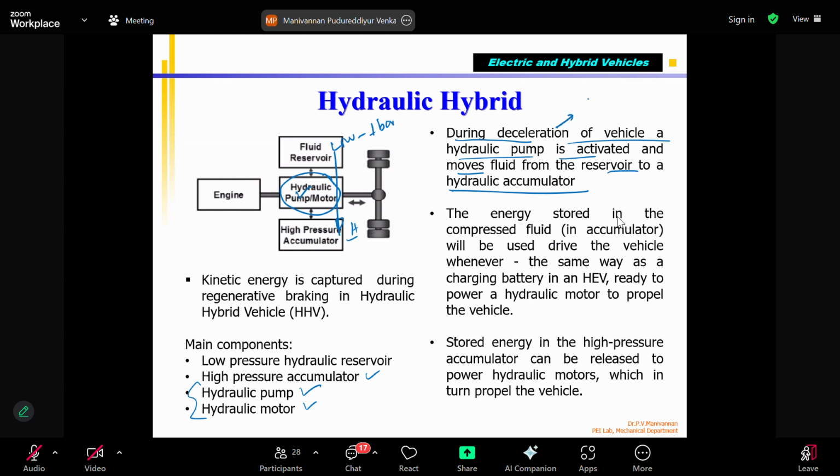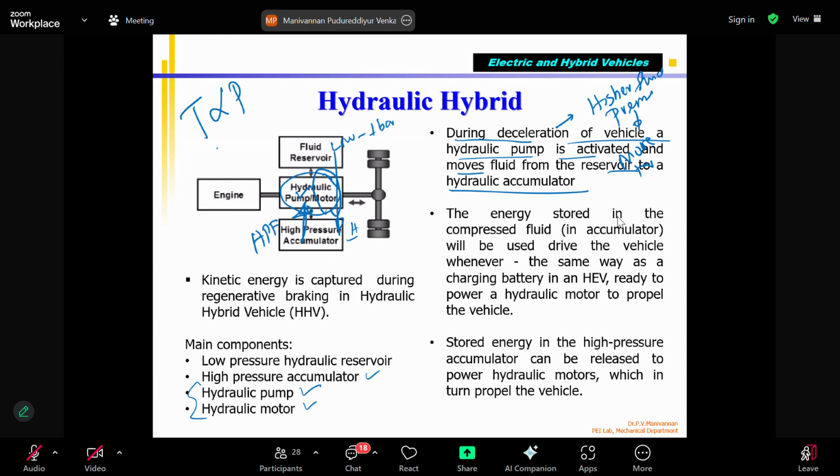Please note that the higher the fluid pressure, the more torque can be generated. More torque can be generated in the hydraulic motor, correct? To the hydraulic motor, you are supplying high pressure fluid, HPF, in this direction. So at that time, what will it do? It is going to drive the motor. The torque is proportional to pressure, correct?